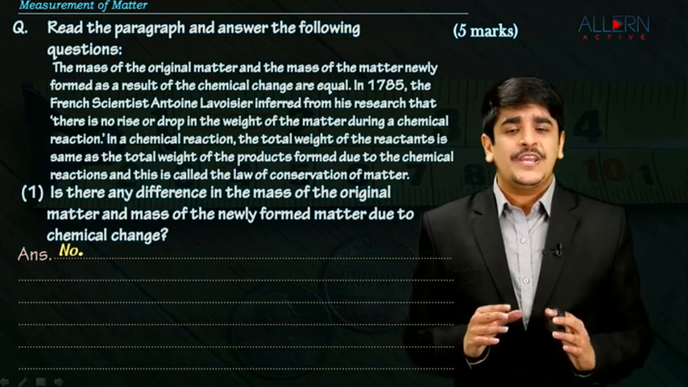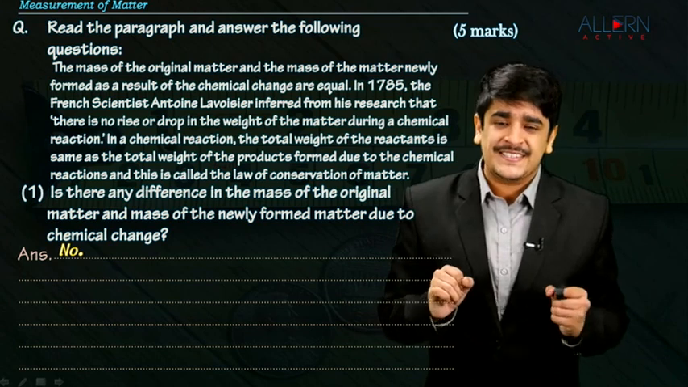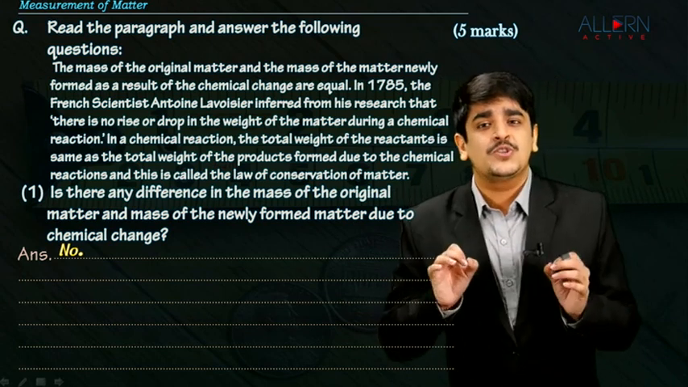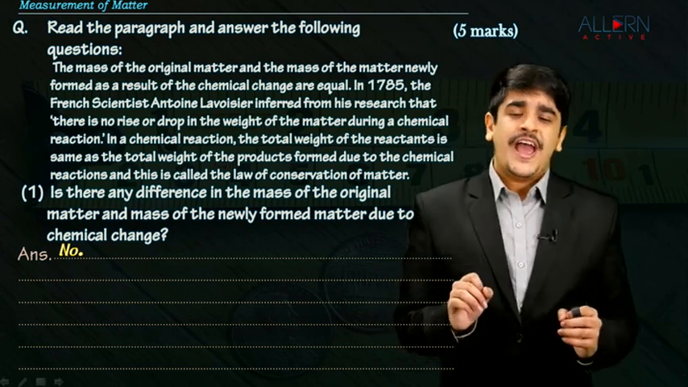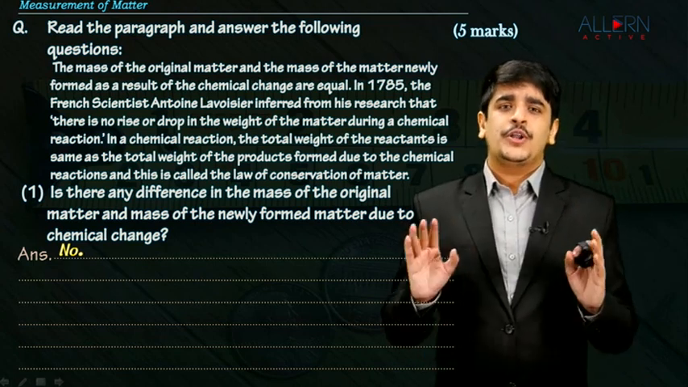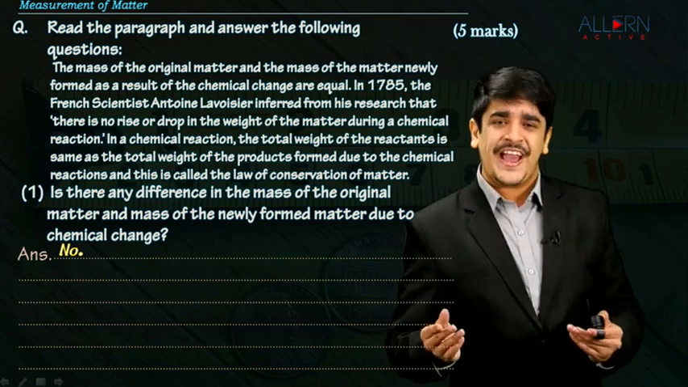There is absolutely no difference between the mass of the reactants and the mass of the products. There is no difference between the mass of the original matter and the mass of the newly formed matter during a chemical change, during a chemical reaction.